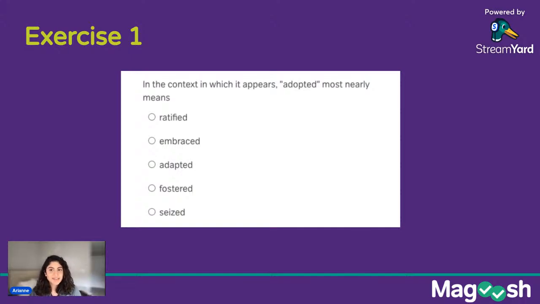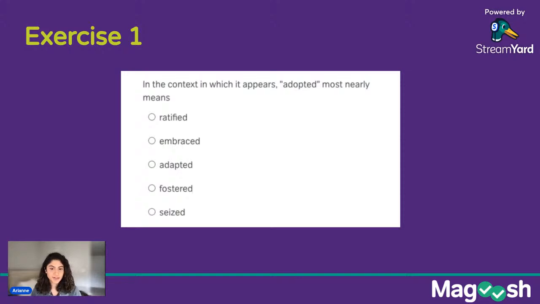Adapted. Adapted looks very close to adopted, but there's a little bit of nuance in between those two. Adapted has a connotation of change, as in you take something and you adapt it so it can fit something else, or it can fit your own style. In the passage, we are not led to believe that there's any sort of change. So we can eliminate that one.